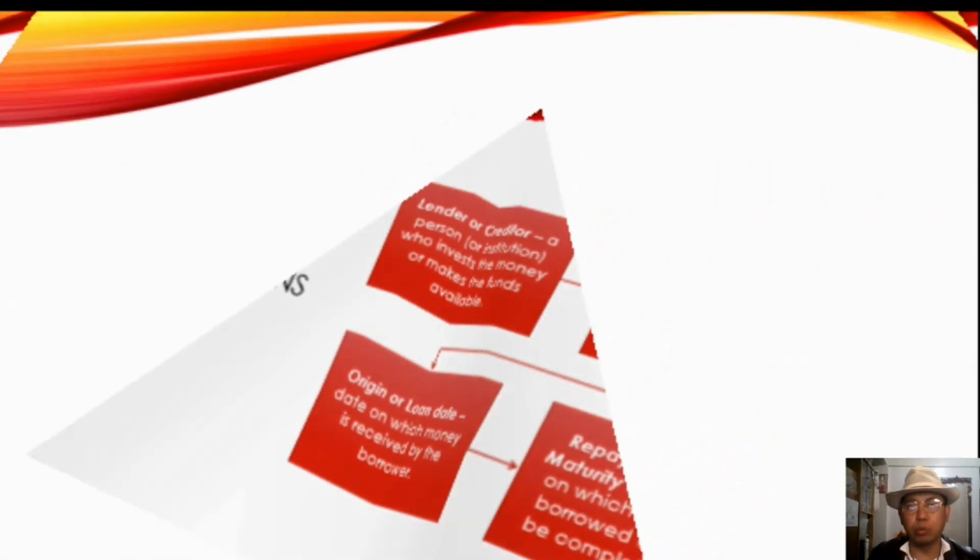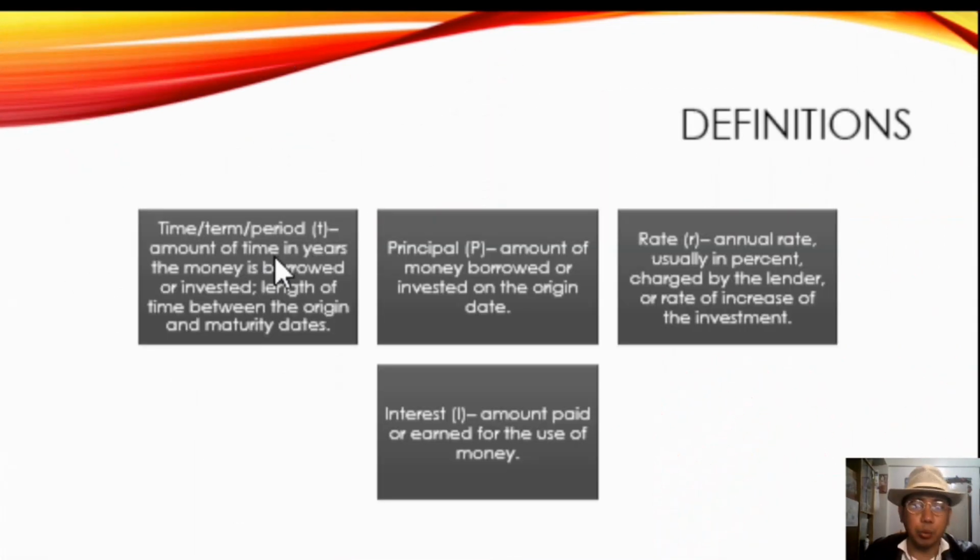The next one would be period, or time, or term. So when we say time, period, or term, we are talking of the same. It is actually the amount of time in years the money is borrowed or invested, or it is actually the length of time between the origin and the maturity date. Meaning to say, this is the length of the contract of loan.